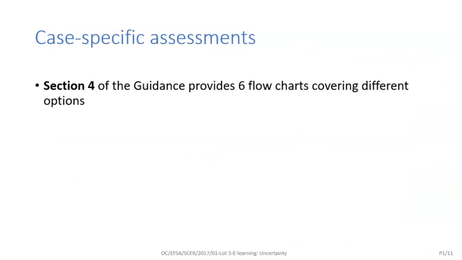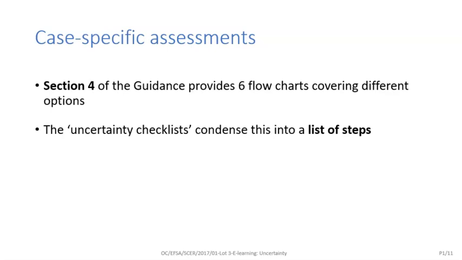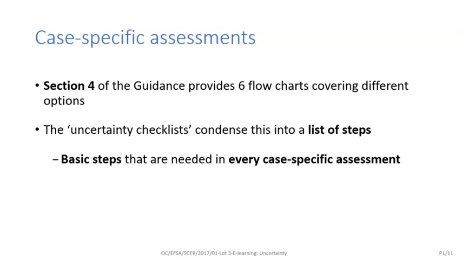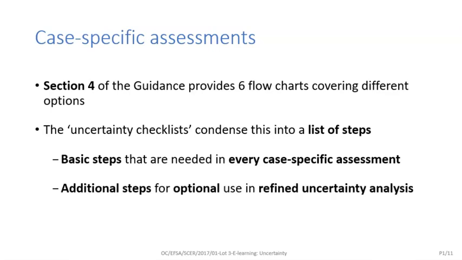Section 4 of the guidance provides 6 flowcharts covering different options for uncertainty analysis in case-specific assessments. The uncertainty checklists condense this into a list of steps. Basic steps that are needed in every case-specific assessment, and additional steps for optional use when a more refined uncertainty analysis is needed. This presentation and the next one focus on the basic steps illustrated by examples from animal health and biohazards. We'll look at the additional steps in the third presentation illustrated by an example from plant health.